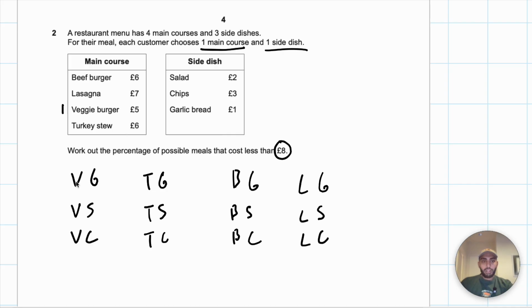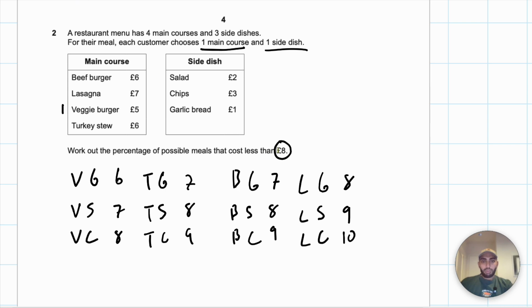to compare later on. Veggie burger and garlic bread is 5 plus 1, which is 6. Veggie burger and salad is 5 plus 2, which is 7. Veggie burger and chips is 5 plus 3, which is 8. So you can see why it's made it a little bit easier. Next, I'm going to do my turkey. So I've got 7, 8, 9. For beef burgers, I've got 7, 8, 9 again. And for lasagna, I've got 8, 9, and 10.